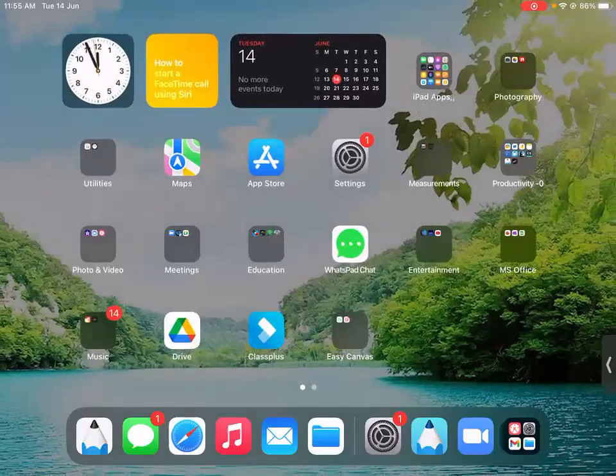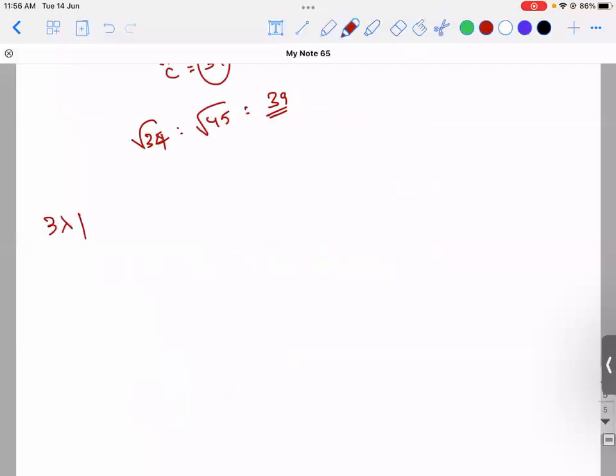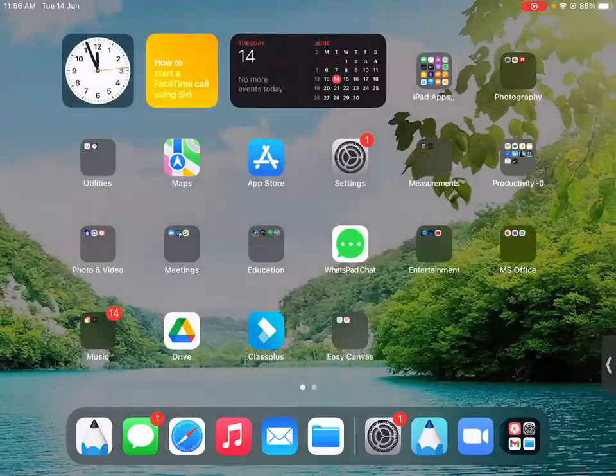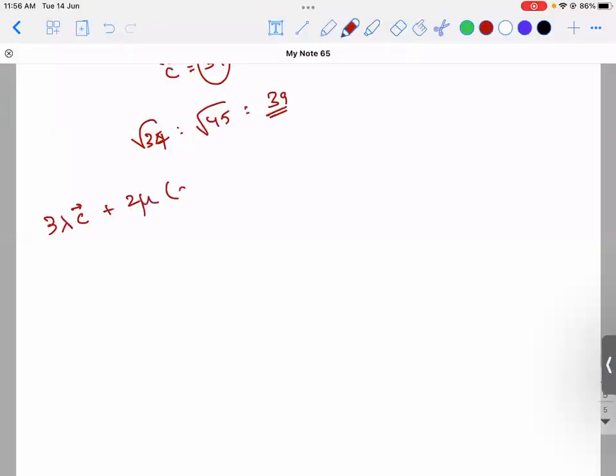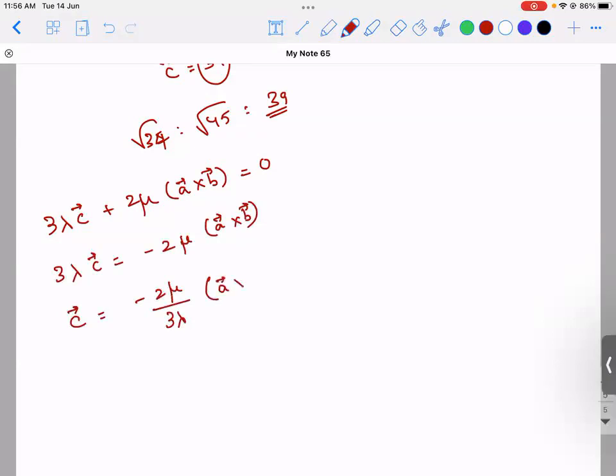See how properties are applicable. For the question, 3 lambda C bar plus 2 mu A equals 0. Okay. So 3 lambda C vector is equal to minus 2 mu times A vector cross B vector. Yes. Okay. So C vector will be equal to minus 2 mu divided by 3 lambda into A vector cross B vector. Correct? Yes.